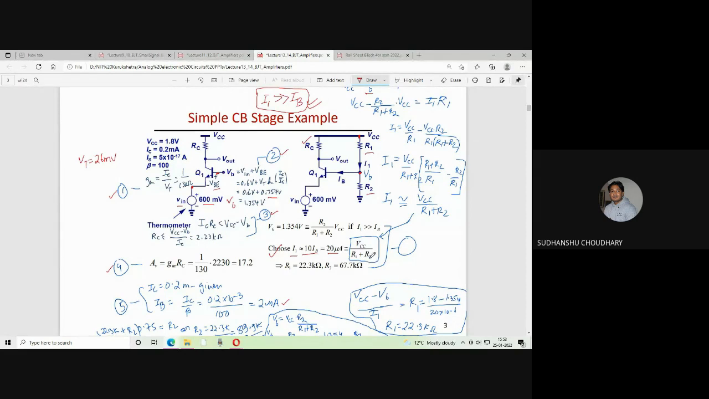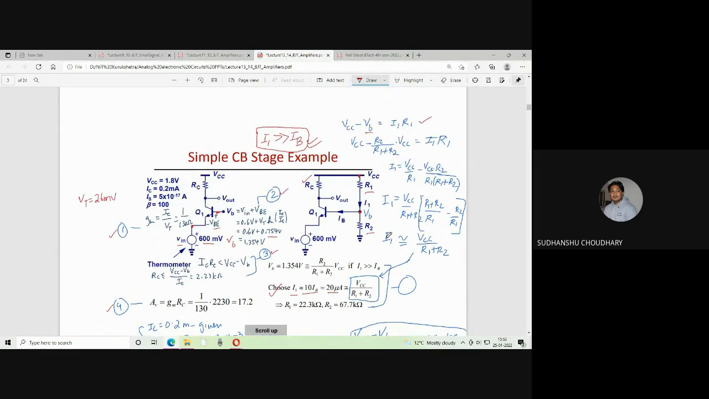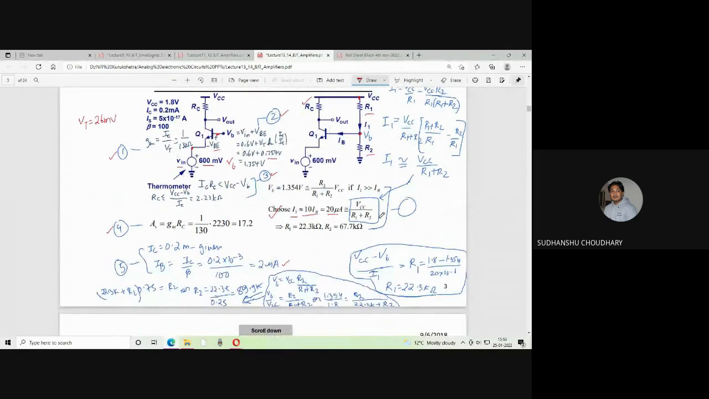Now I come back to this relation. Because I know I1 now, I know VCC also and I know VB also, I can find out R1 from here. I can find out R1 as VCC minus VB by I1. VCC is known, 1.8, VB is 1.35 we have calculated, and I1 we have calculated as 20 microampere. So R1 comes out to be 22.3 kilo ohms.